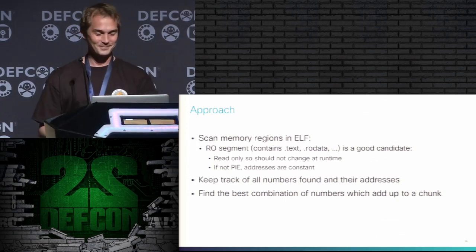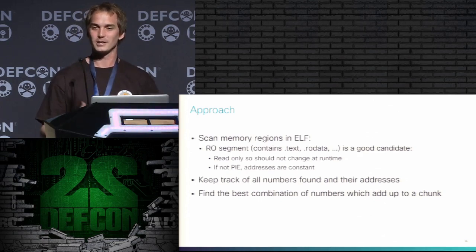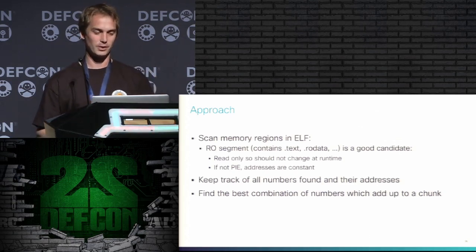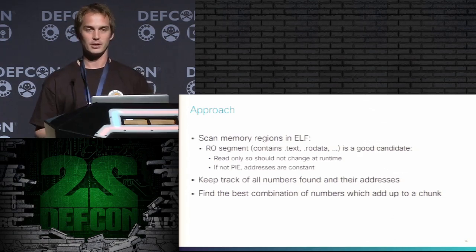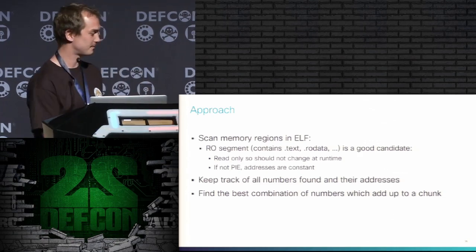Basically, I looked inside the segments which were read-only, so that I knew that at runtime those numbers would not change at all, and excluded all the read-write segments, which were going to change. So basically, if you don't have position-independent code, the addresses are constant.